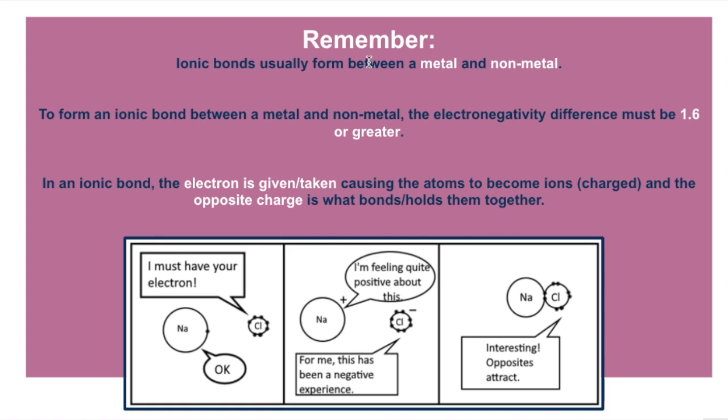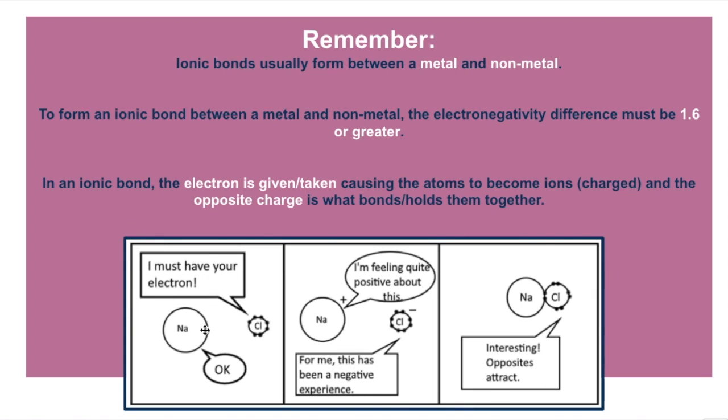Ionic bonds are usually formed between metals and nonmetals, and the key distinction here is that the electronegativity difference must be equal to or greater than 1.6. If it's below that, it can technically be a covalent bond, where they can share electrons. Here is a quick diagram that shows this.